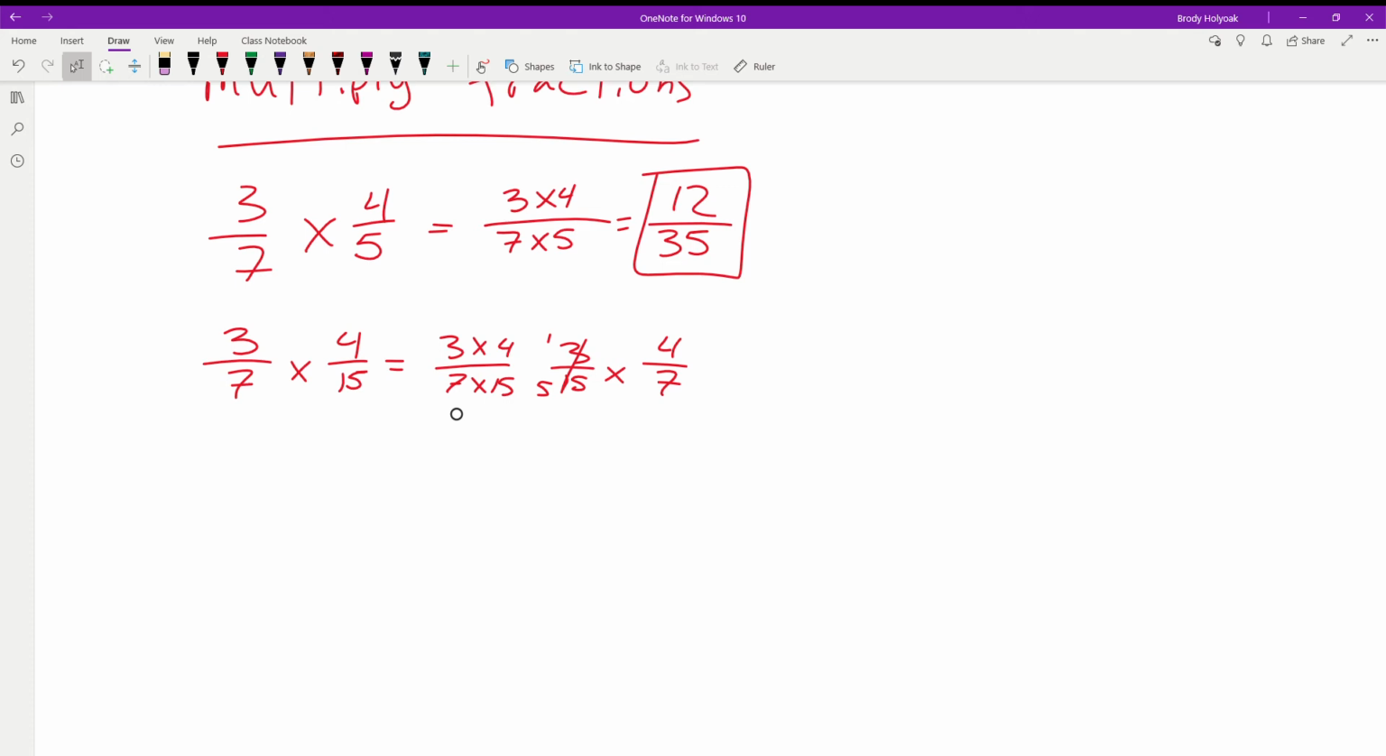Questions about that? So, dividing fractions.